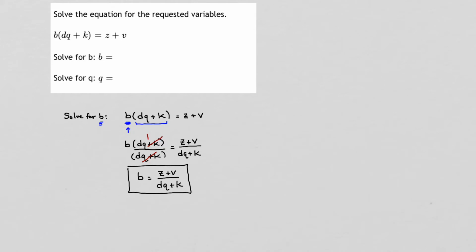All right, let's proceed now and solve the second part of this formula. We want to take the same formula, but this time we want to solve for Q. So now we're going to solve for Q. And our formula again is B times the quantity dq plus k equals z plus v.